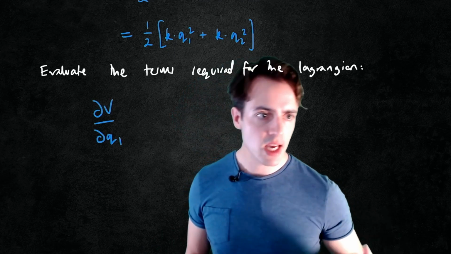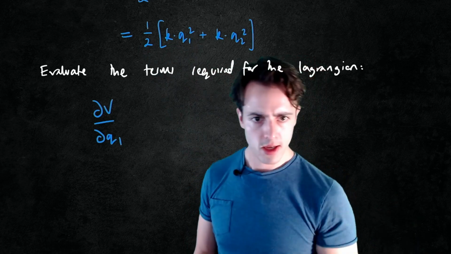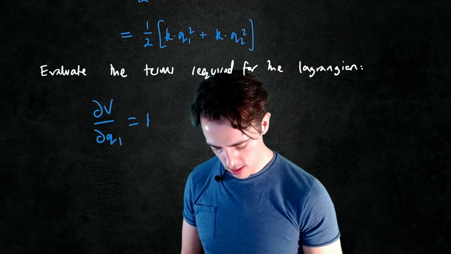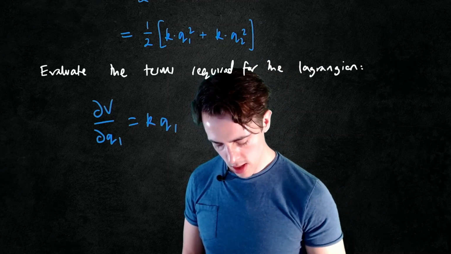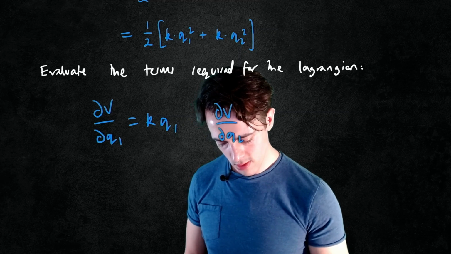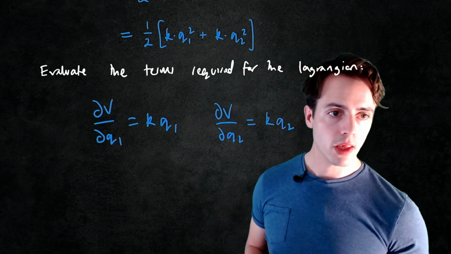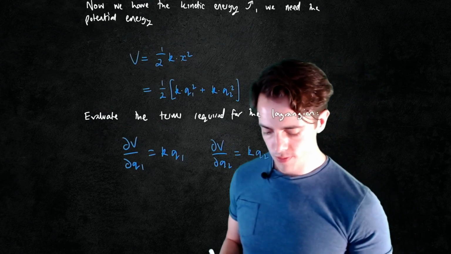So dV by dq1, well, the 2 is going to cancel with the half. So we're just going to have k q1, and dV by dq2 is equal to k q2. So we can put all of this together in matrix form.